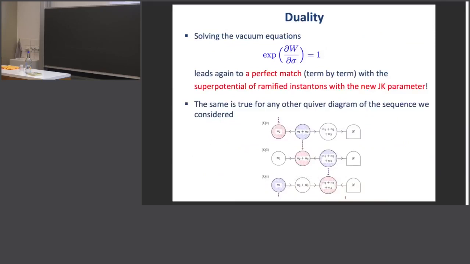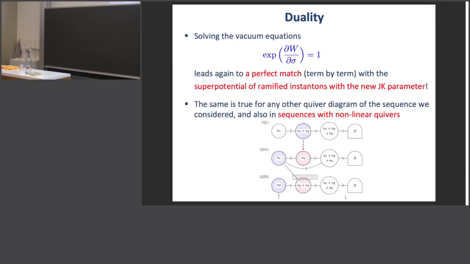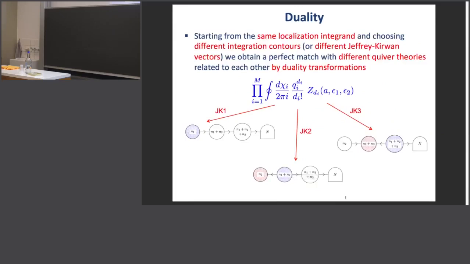This is true for any other Seiberg duality, and I was saying also if you start dualizing nodes in the middle. So the bottom line is that from the localization point of view, you have a single expression, a Nekrasov-like partition function, which is always the same because it represents the surface operator in that description. But you have different choices for integration contours.